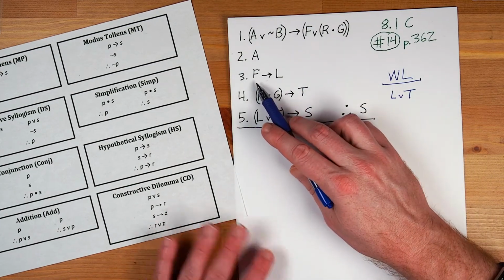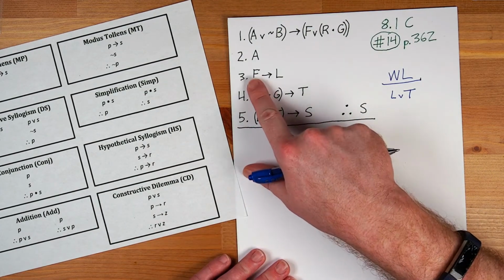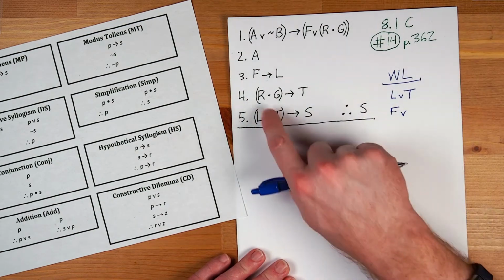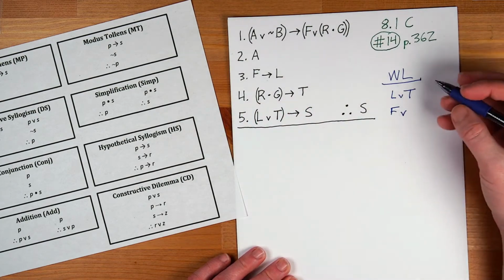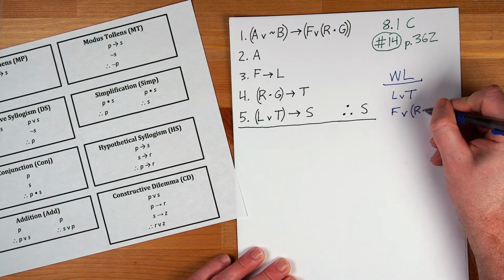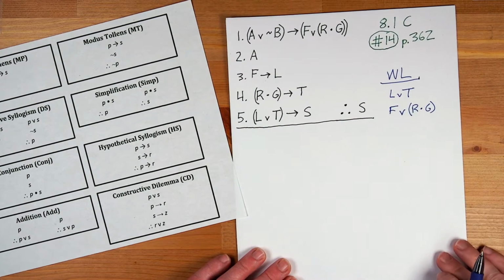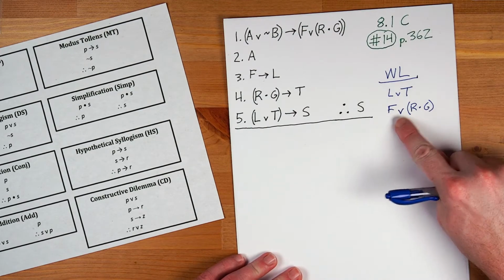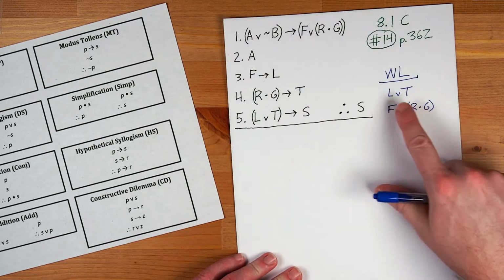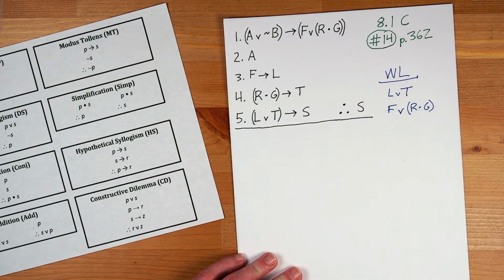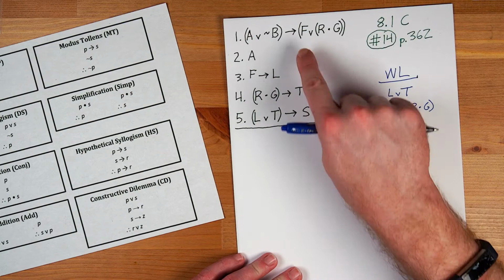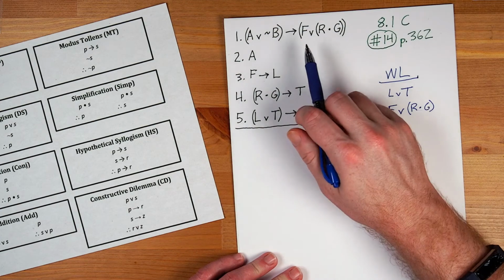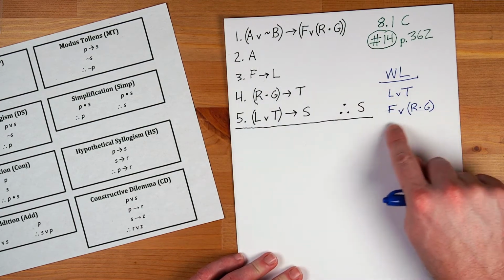So do we have anything like that? Do we have an F? We need an F on one side of the disjunction, and we need this, R and G, on the other side. That would be great if we had this, because then we could do constructive dilemma with this, plus 3 and 4, and that would give us L or T. Well, that is exactly what we have up there.